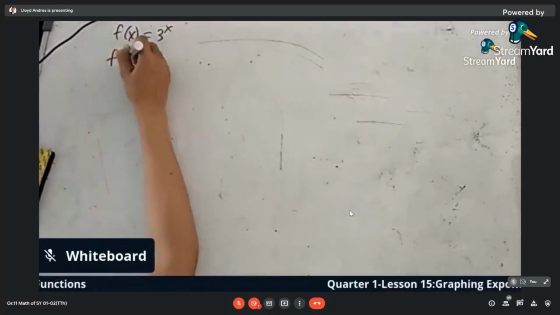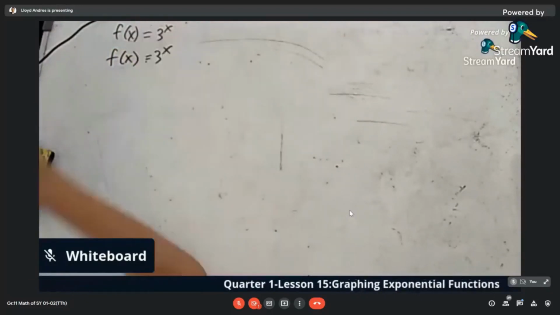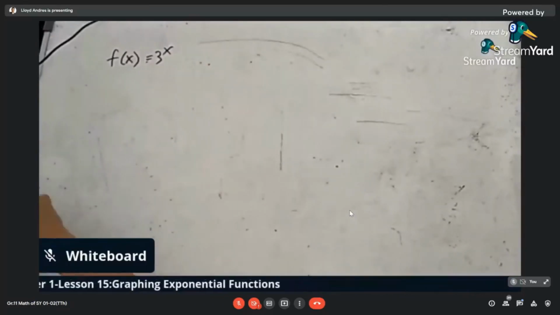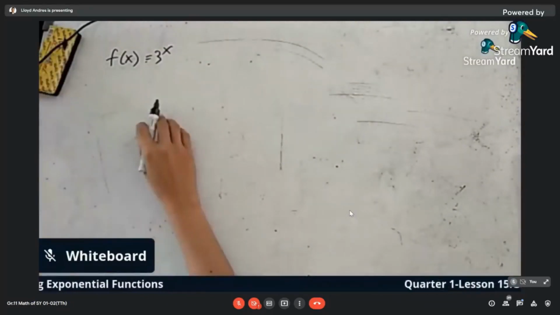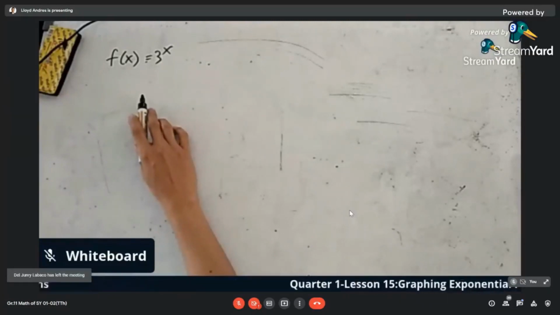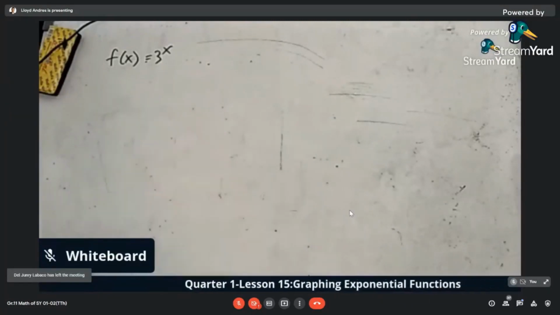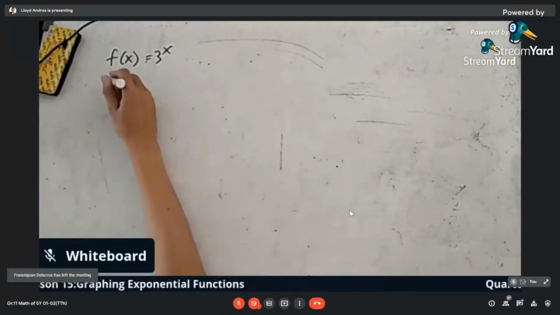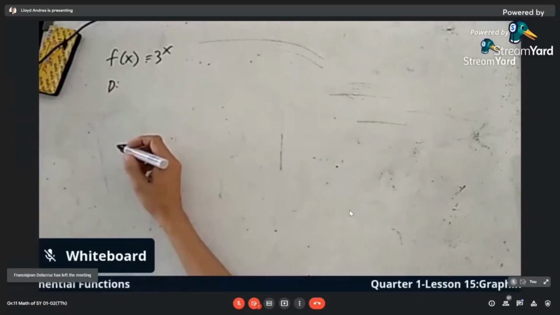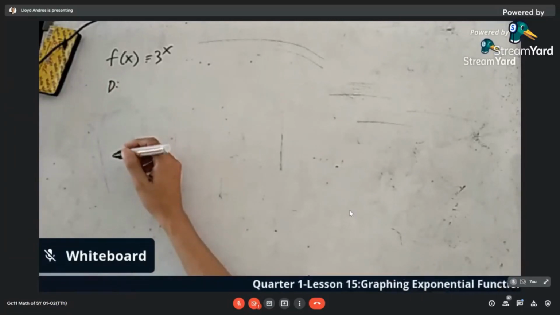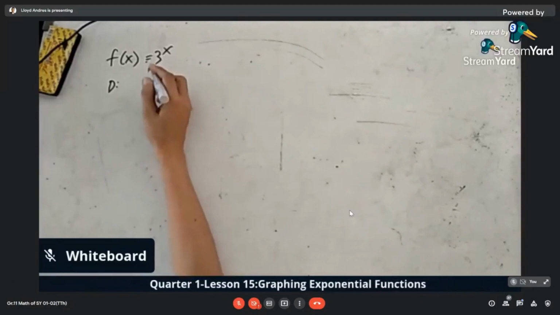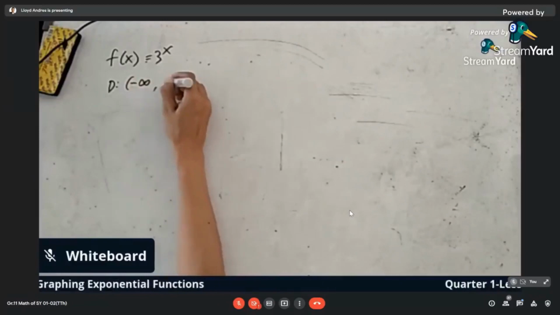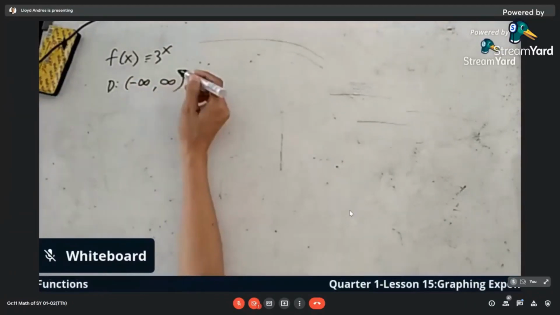Is it clear there? f of x equals 3 raised to x. So we have, the given is f of x equals 3 raised to x. For the domain, again, as I said, it is all real numbers right away, since it's exponential, there is no restriction, so from negative infinity to positive infinity.